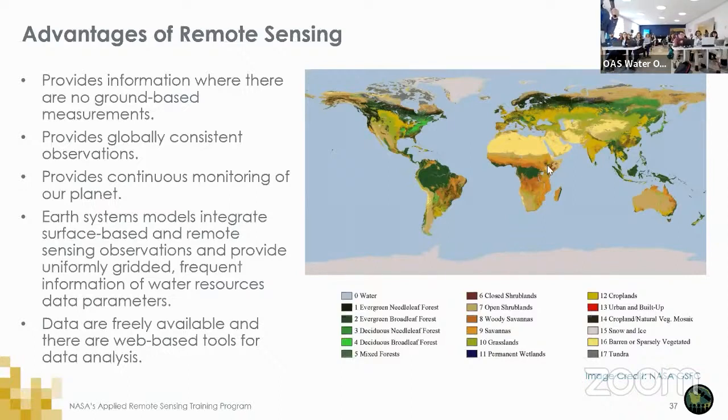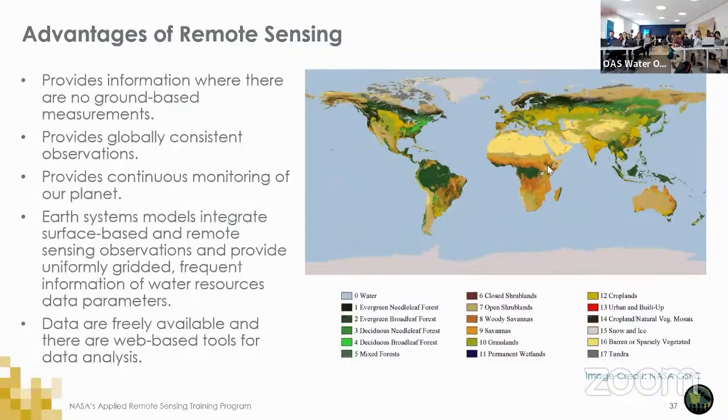And it helps to integrate both the ground measurements, that's surface-based, as well as the space-based, to provide gridded, frequent information for water resources as well as data parameters. And another great thing, and I want to keep reminding you, is NASA, as well as many space agencies, are providing this data. They have an open science philosophy. So all the data is freely available to anybody on the planet.